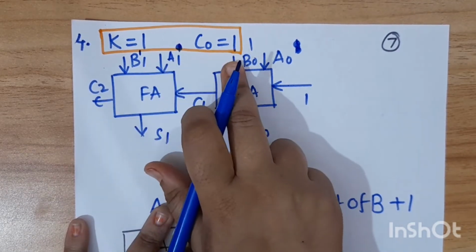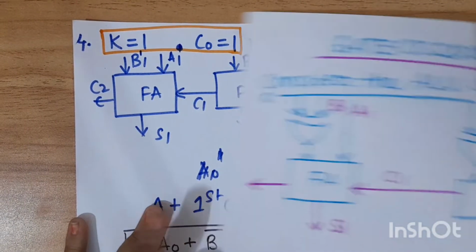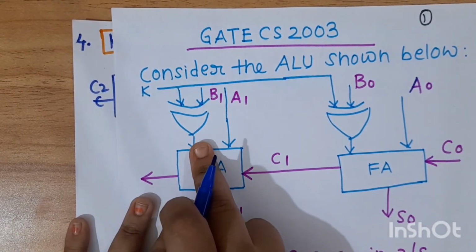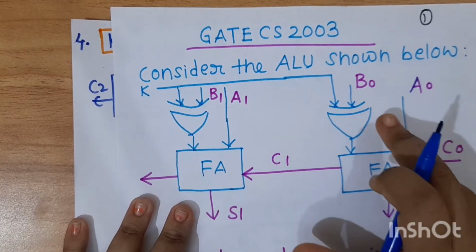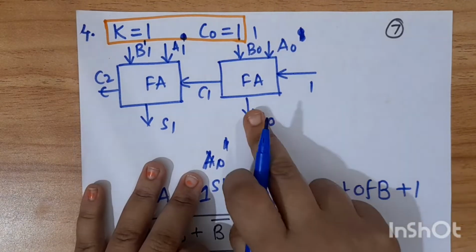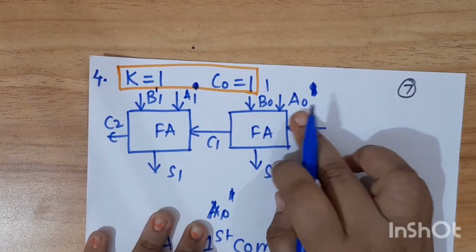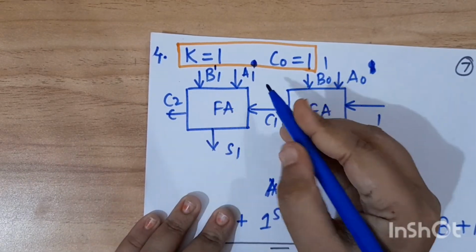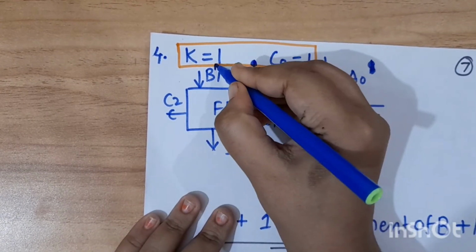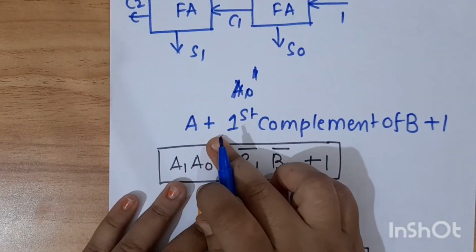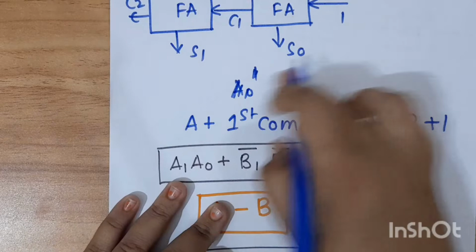So, this circuit would look like this. Now, K is equal to 1, so output of this XOR gate is B1 bar and output of this XOR gate is B0 bar. Okay, and C0 is now 1. So, C0 is 1, one input is A0, other input is B0 bar. For this full adder, one input is A1, other input is B1 bar. Okay, so this one is equal to A plus the addition.